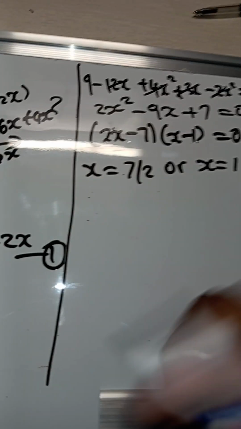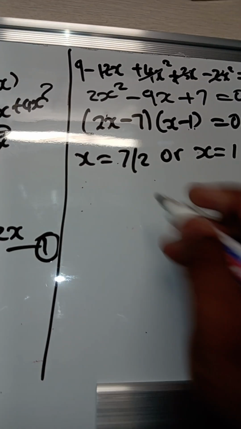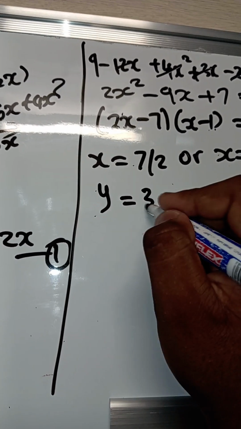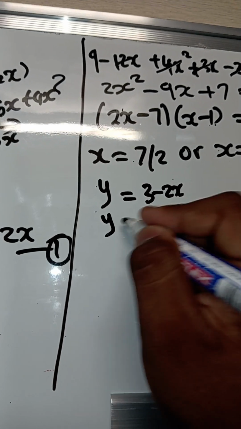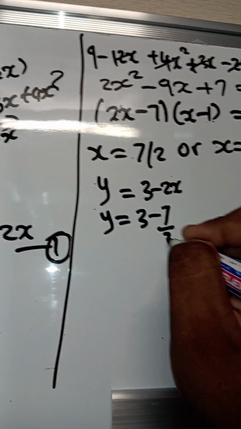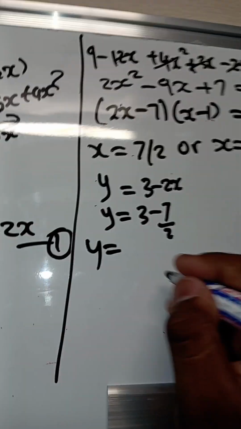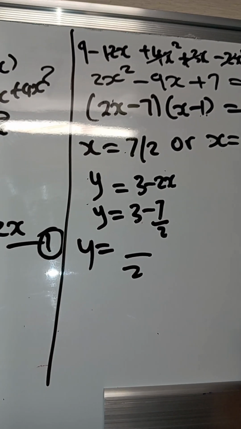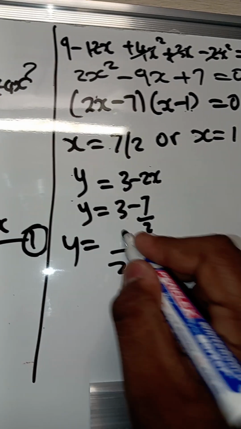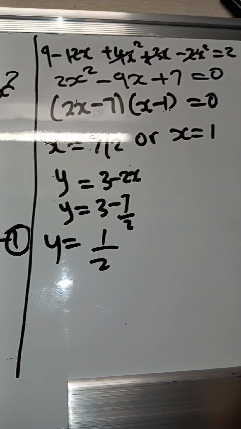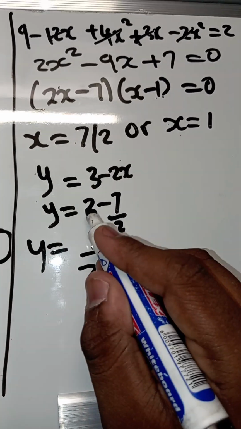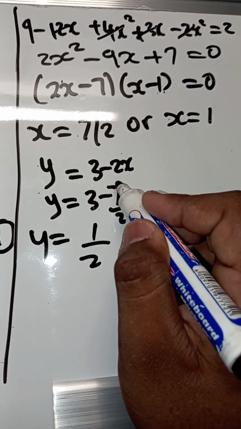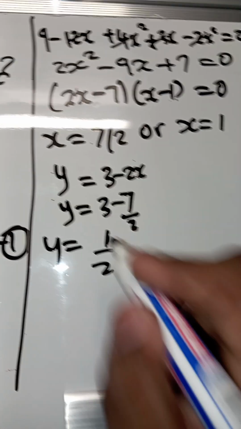Okay? Now, since I have x, I have to find y. So I can say y equals 3 minus 2x, which means that y equals 3 minus 7 over 2. So this is just going to be over 2. 3 times this. You guys, you can use a calculator. 3 times 2 is 6, so it is half. 6 minus 7 is minus 1.